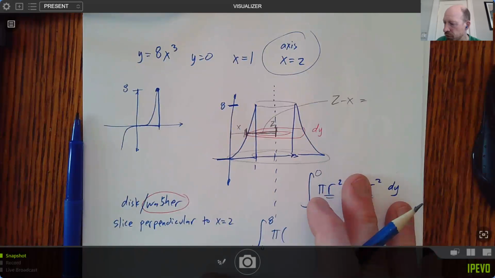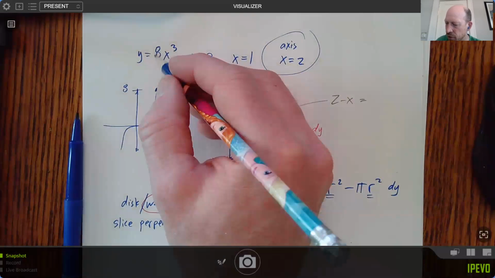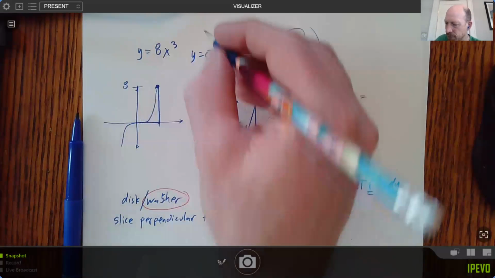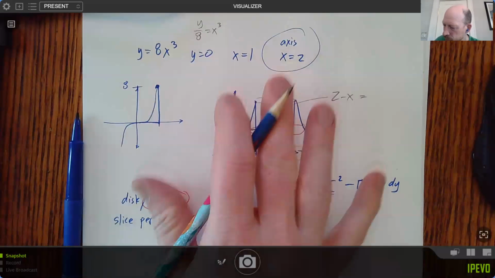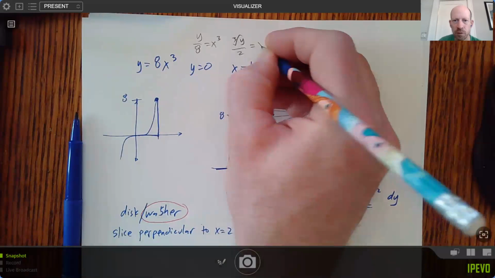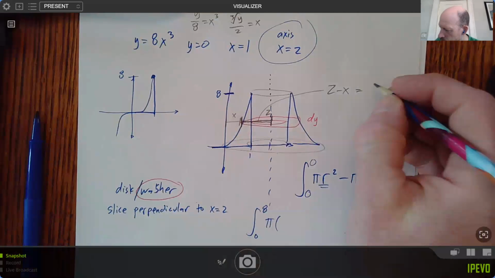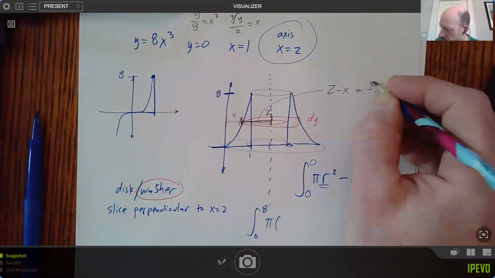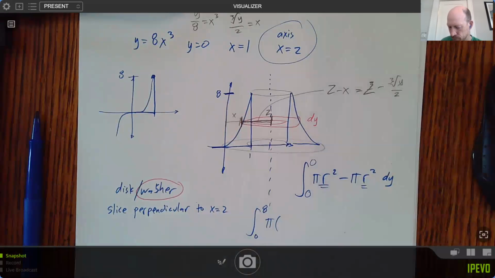So unfortunately, I look at this formula and say, that's going to take a little bit of work here. So I'm going to divide that by 8. I'm going to take the cube root. And I get the cube root of y over 2. So 2 minus the cube root of y over 2. Okay.